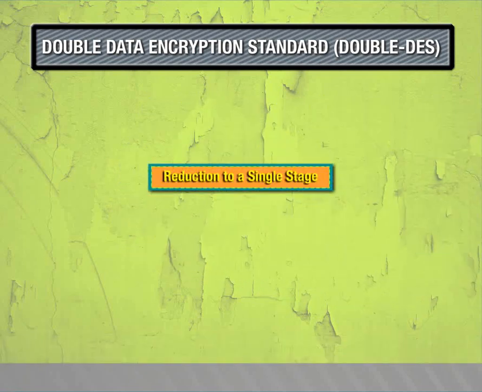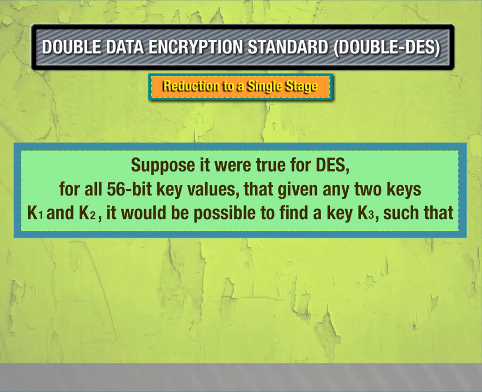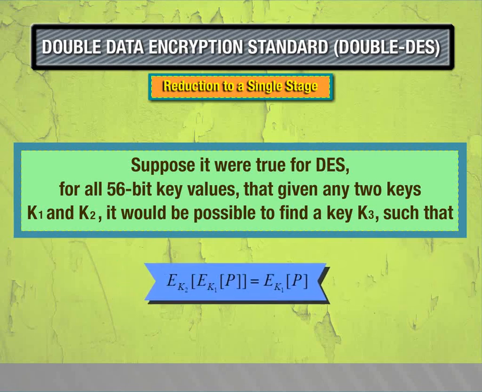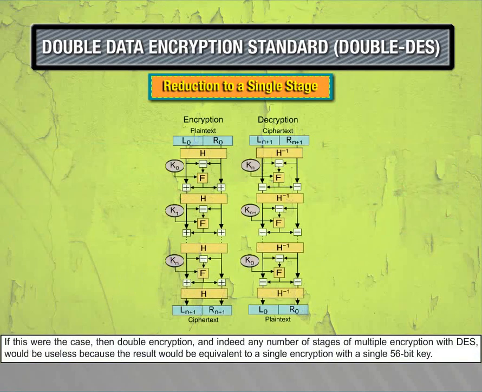Reduction to a single stage. Suppose it were true for DES for all 56-bit key values that given any 2 keys K1 and K2, it would be possible to find a key K3 such that E(K2, E(K1, P)) = E(K3, P). If this were the case, then double encryption and indeed any number of stages of multiple encryption with DES would be useless because the result would be equivalent to a single encryption with a single 56-bit key.